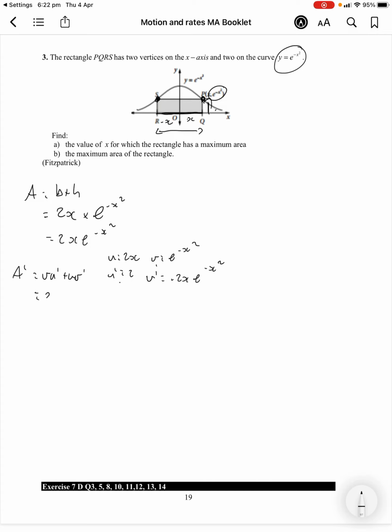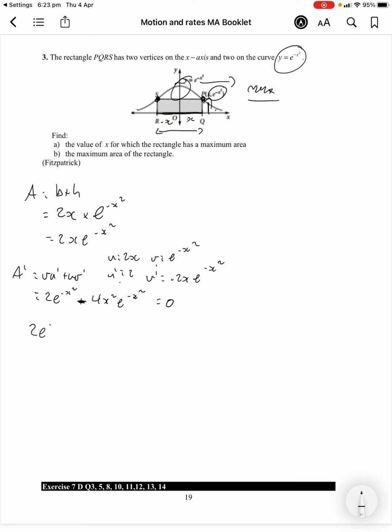vu dash is 2e to the negative x squared, plus uv dash, minus 4x squared e to the negative x squared. That's the first derivative. We want to find its maximum, so we want to find when that first derivative is equal to 0. Because I've actually got the graph here, we can see there is a maximum around that point, so I don't actually need to prove it. I can just find out what that value is going to be.